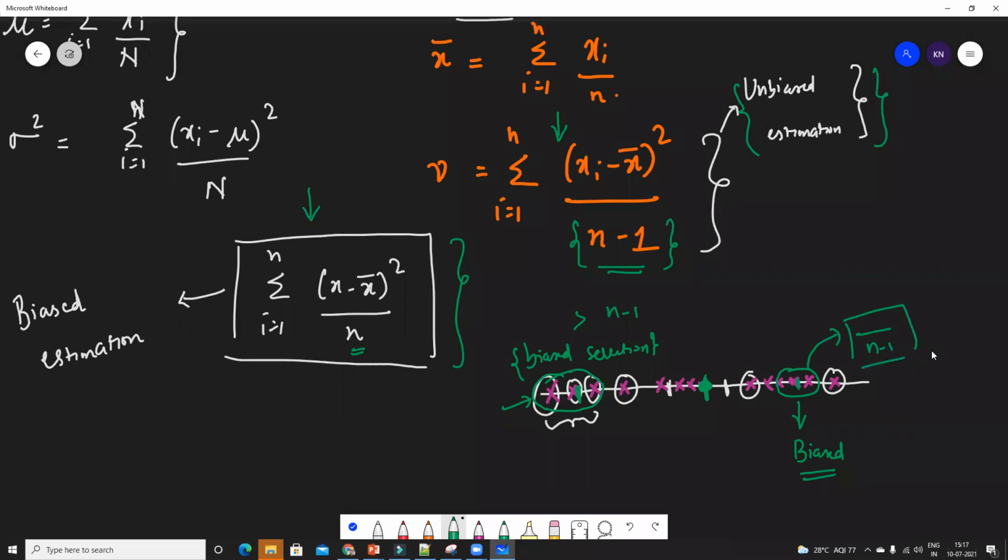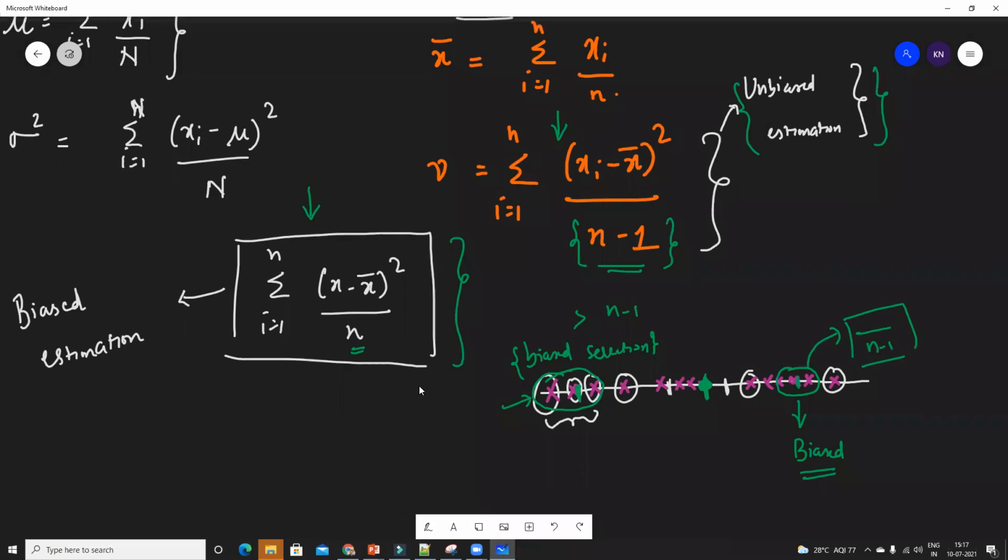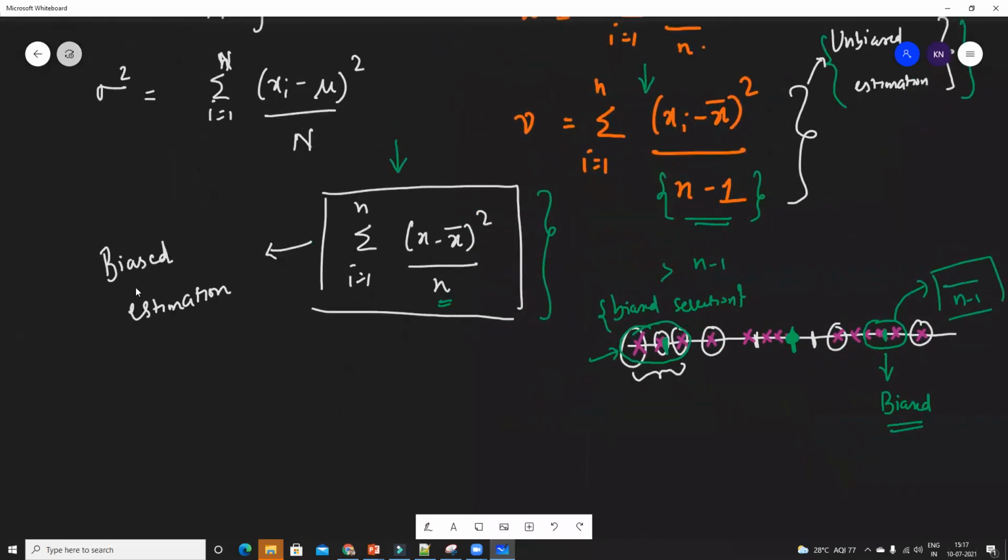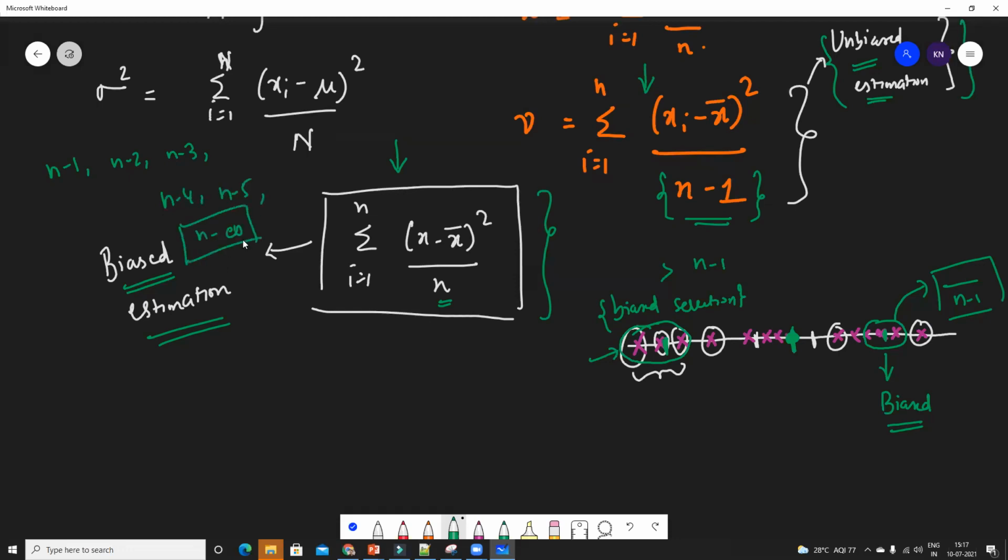Is it clear, guys? Understand two terminologies that I have told over here: biased estimation and unbiased estimation. Now you may be thinking, Krish, why n minus 1? Why not n minus 2, n minus 3, n minus 4, n minus 5, n minus infinity? Why did you say n minus 1?